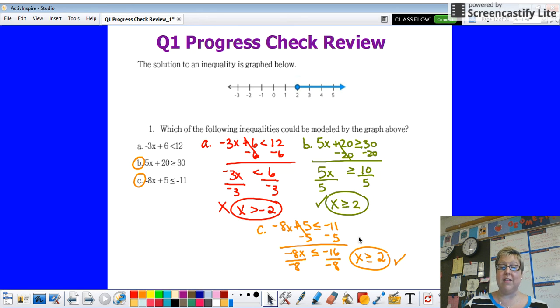B and C both have the same matching answer. They also are graphed the same. Closed circle, arrow going to the right. That's how I know that the inequalities that make this graph true are B and C.